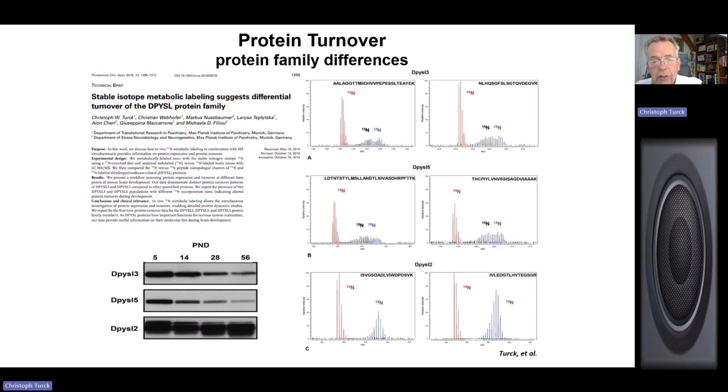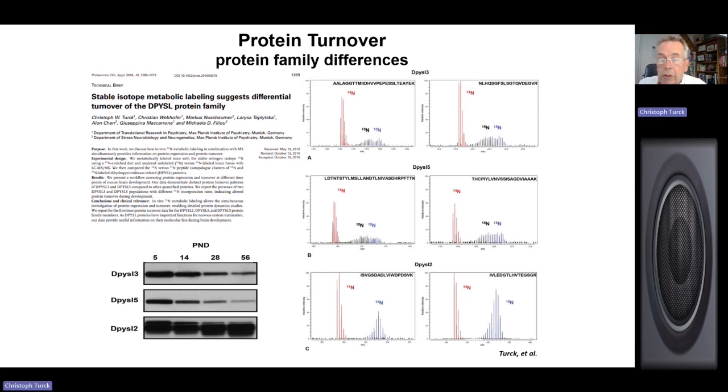Now, one interesting example we stumbled upon, and unfortunately we couldn't actually resolve it totally at the time. This is a protein family known as DPYSL, which is important for brain development. So there are 3 different family members that I'm showing you here. And as you can tell, this one down here experiences a lot of turnover. We have a pretty significant 15N signal, whereas the other 2 have a rather small 15N signal.